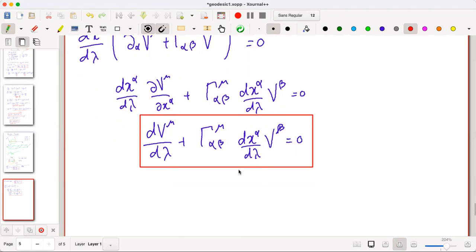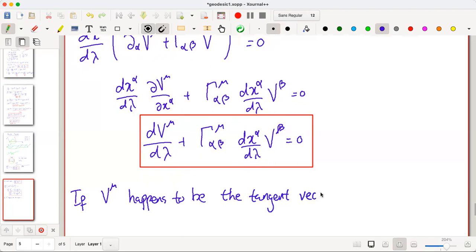Now, if it happens that v mu is the tangent vector to a path x mu, a tangent vector means a vector that is tangent to the manifold at a point, then we have the relation that v mu is simply dx mu d lambda, right? Because this is the requirement for the tangent vector.